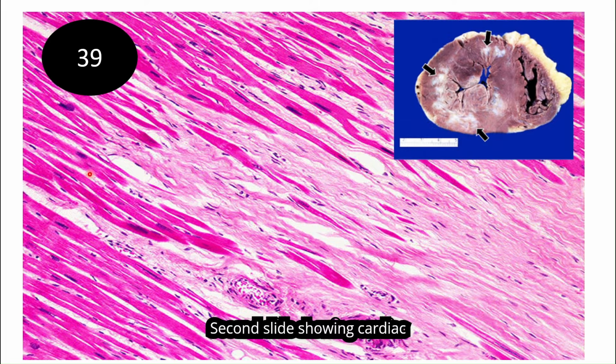Second slide showing cardiac muscle fibers but pink fibrosis or fibrotic area in the muscle wall. So you can correlate with the gross that here there is grey-white homogeneous whitish area showing fibrosis. So this is the slide of healed MI.